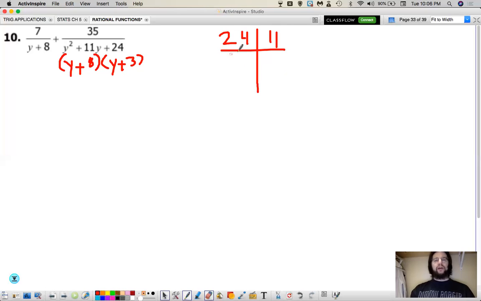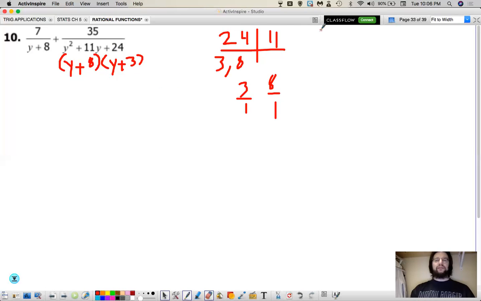1 and 24 ain't working. 2 and 12 ain't working. 3 and 8, there we go. Put them over A. Coefficient addend, coefficient addend. So y plus 8, y plus 3.